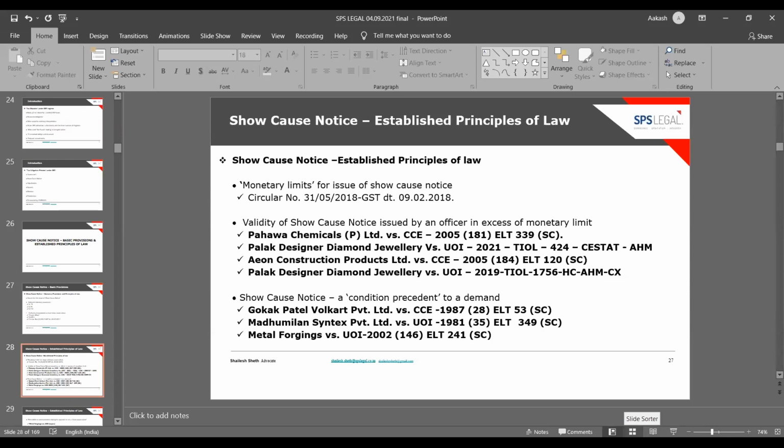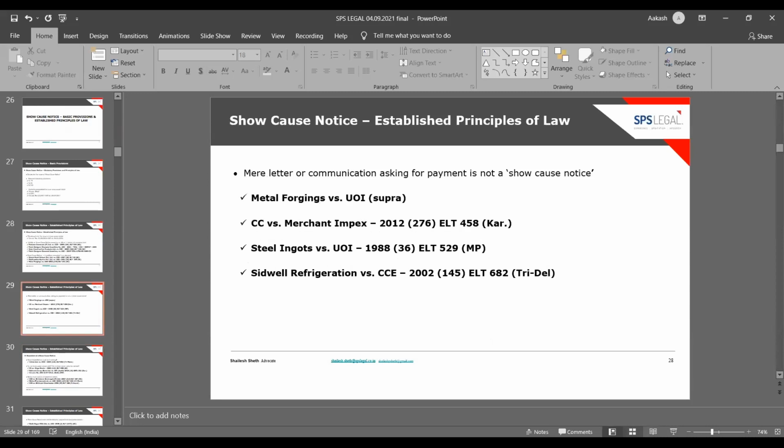So any recovery during audit or during investigation by the department, the jurisdictional authorities, without issuing the show cause notice is bad in law. It is without authority of law. It is the right of the assessee to ask for the proper show cause notice, even though he may actually accept the objection. Whether he wants to go ahead with the litigation or not is a different matter. But there is no authority in law which can enforce a demand during investigation. Similarly, a mere letter or communication asking for payment is not a show cause notice.